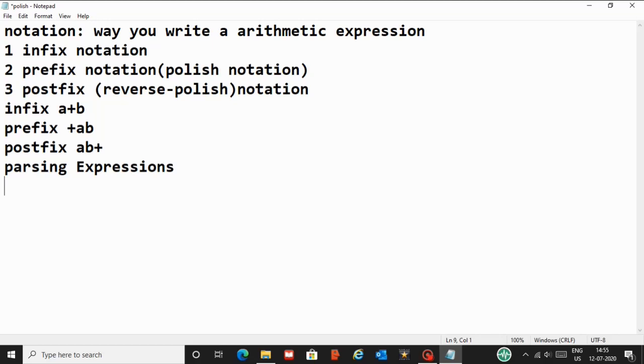Before that, to parse any arithmetic expression, what do we need to take care of? Operator precedence. The first thing you need to take care of is operator precedence.